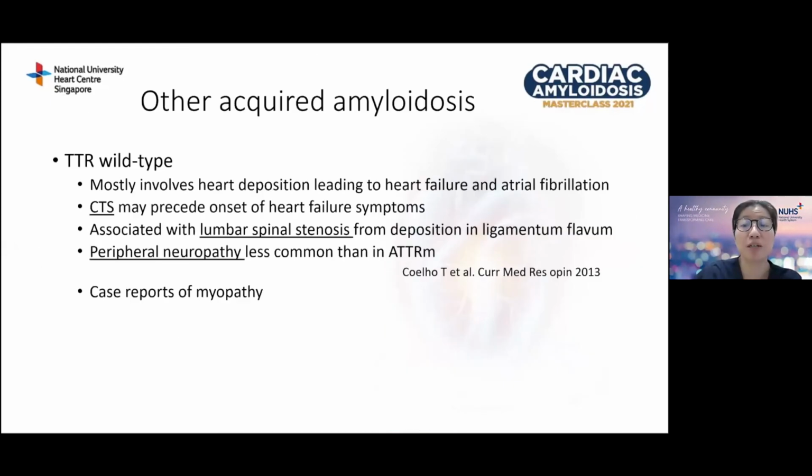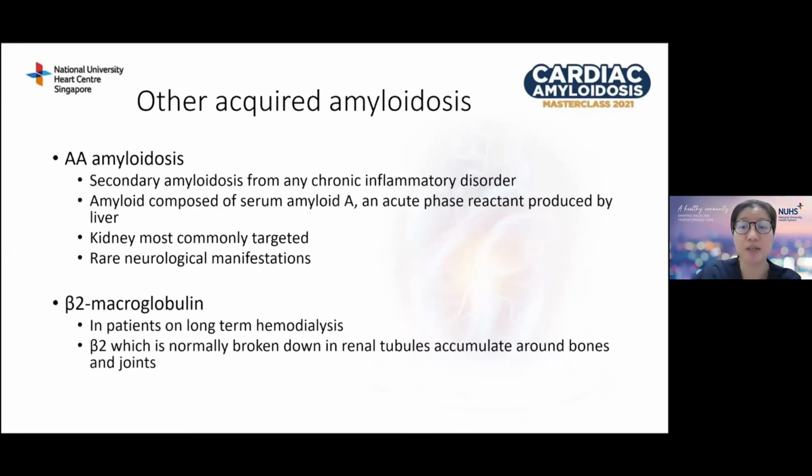The other common acquired amyloidosis is the TTR wild type, which mostly involves the heart, leading to heart failure and atrial fibrillation. Peripheral neuropathy is less common, and there has been no nerve biopsy proven case of an ATTR wild type amyloid neuropathy. Neurological manifestations, if occurring, would be largely carpal tunnel syndrome or lumbar spinal stenosis, and the occasional case reports of myopathy. Other acquired amyloidosis, like AA amyloidosis or beta-2 microglobulin, rarely have neurological manifestations.